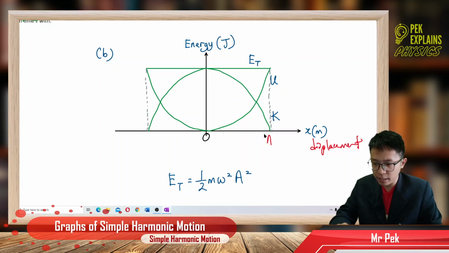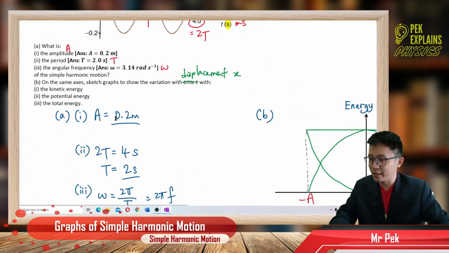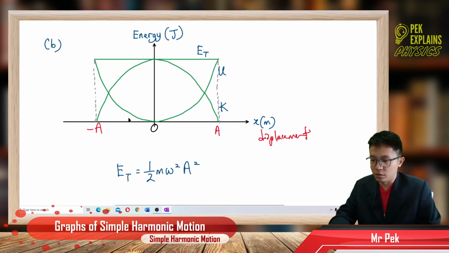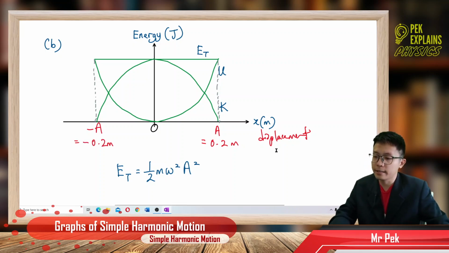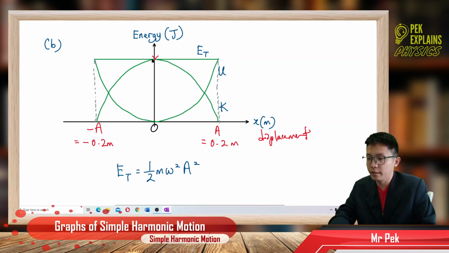The maximum displacement is A, and this should be negative A. Do we have the amplitude? Yes, we have 0.2 meter. So here we put 0.2 meter, the unit is meter, and this one should be negative 0.2 meter. That's the displacement. The maximum value here is half m omega squared A squared, which is the value of the total energy. The total energy is always constant at half m omega squared A squared.